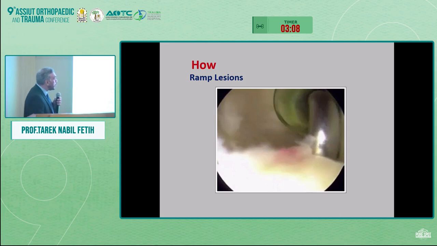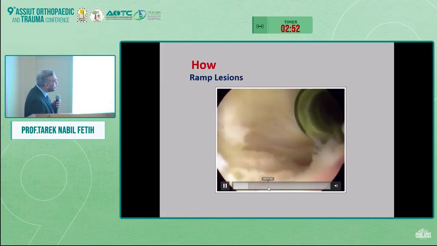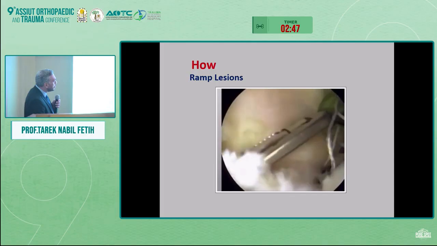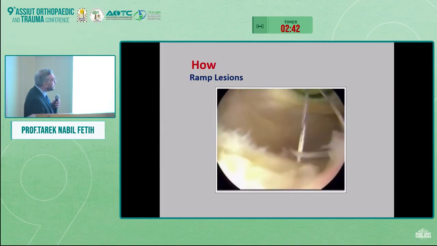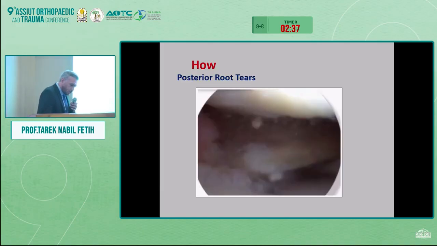Ramp lesions, meniscocapsular separations, they require creation of posteromedial portal and then passing suture material across the capsule and also across the meniscal tissue, and then tying to repair the ramp lesion. Simply passing sutures across the capsule, across the back of the meniscus, and then tying the knot to repair the ramp lesion. For the root tears, we need to create some tibial tunnel.